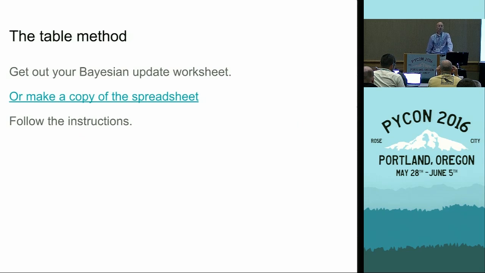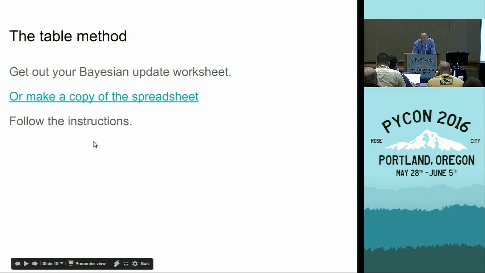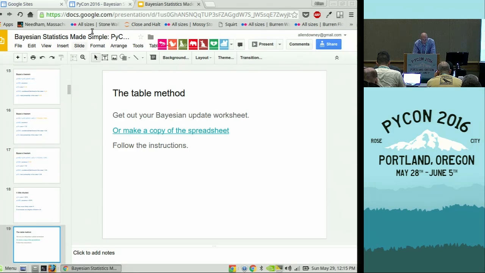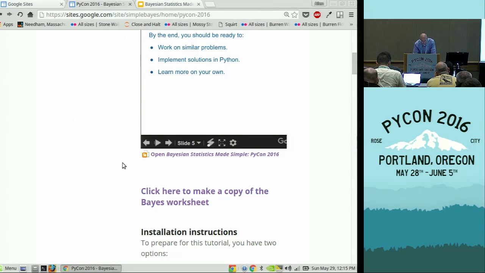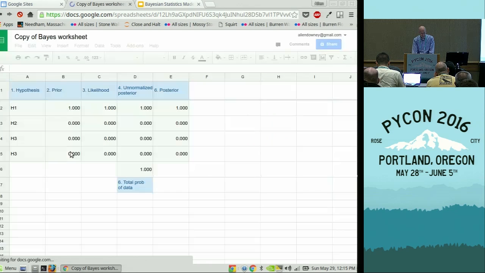So let's try out what I mentioned is the table method. Hopefully you all have a copy of this spreadsheet now, and I will show you how that works. Let me go over here. Let's see what's the best way for me to do this. If you all will open that spreadsheet while I'm working here. It'll ask you, would you like to make a copy of this spreadsheet? Yes, you would like to make a copy.